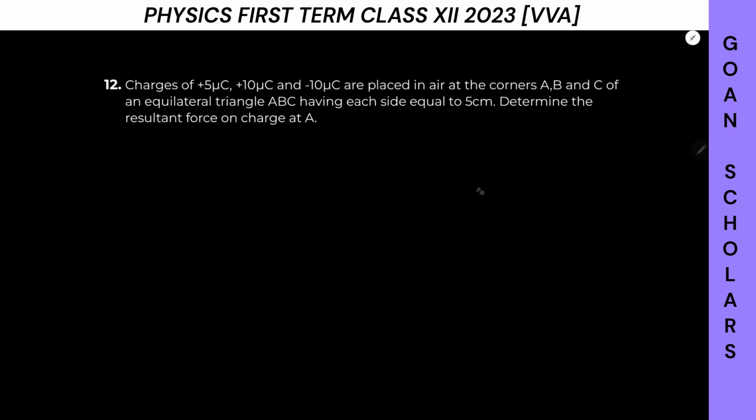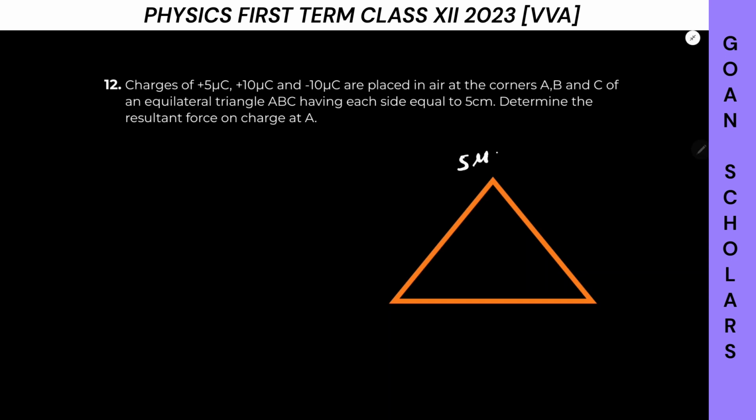So let's imagine now that this is our equilateral triangle, and in this equilateral triangle, let's put charges here. This is our 5 microcoulomb, this is our 10 microcoulomb, and this is minus 10 microcoulomb. This is an equilateral triangle of 5 centimeter. Each side is 5 centimeter. Determine the force on A. So let's put it here as A, B, C.